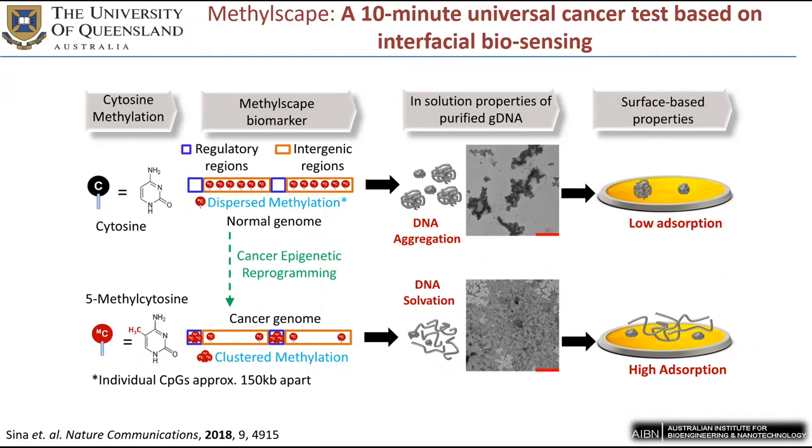These changes we termed the methylscape biomarker. And we discovered unique DNA nanosignatures based on these changes. We found that when we add normal DNA to an aqueous solution, this DNA creates larger aggregates, whereas cancer DNA is more dispersed and creates nano-aggregates.